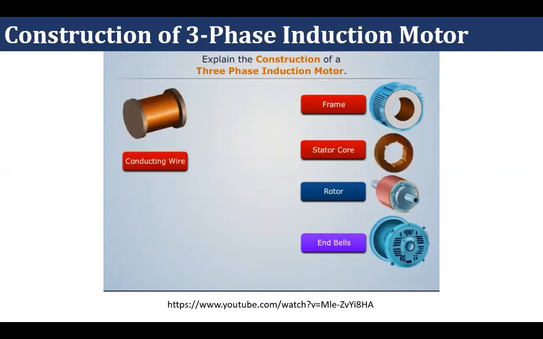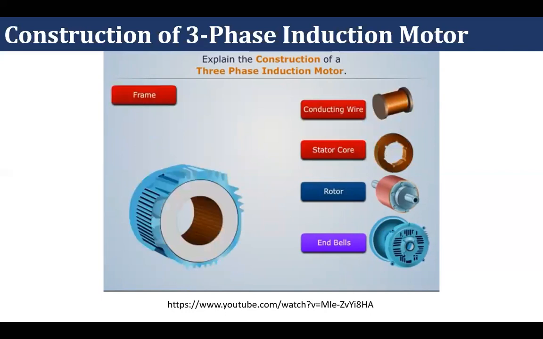Conducting wire is made up of copper wire and is used to form the stator coil. And frame is made up of close-grained alloy cast or fabricated iron. Its outer surface consists of the cooling fins, in order to increase the heat dissipating area without increasing the overall diameter. It gives support and protection to the other parts of the motor.